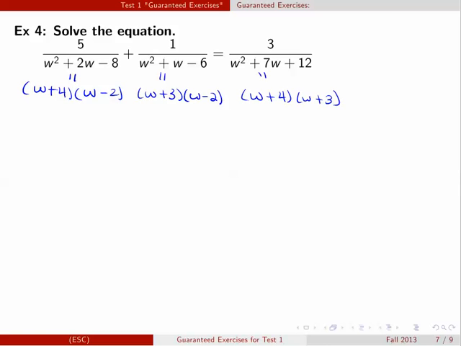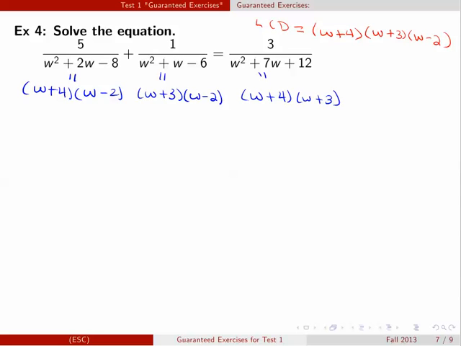It's given by, so the LCD will be w plus 4 times w plus 3 times w minus 2. So we multiply by the LCD to get rid of all the denominators. Okay, so let's do that.